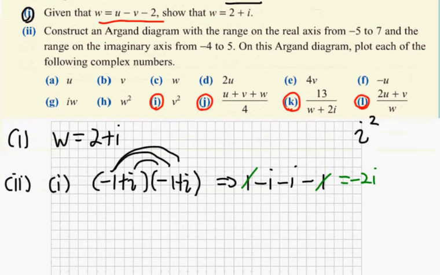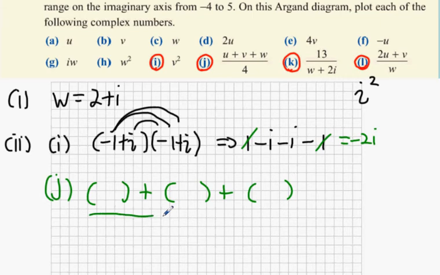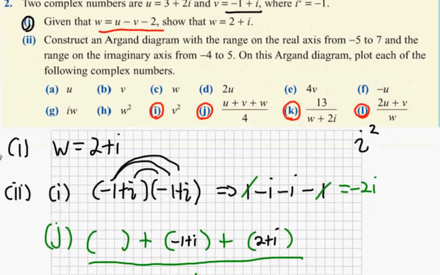The part after that is part J. J says whatever U is, add it on to whatever V is, add that onto whatever W is, and whatever you get for them, divide your answer by 4. So I just have to look out for each one. W is 2 plus I, V is minus 1 plus I, and U is 3 plus 2i.